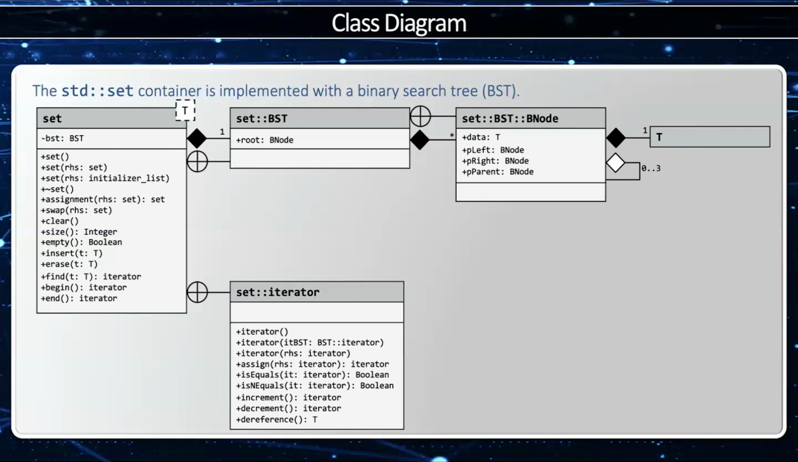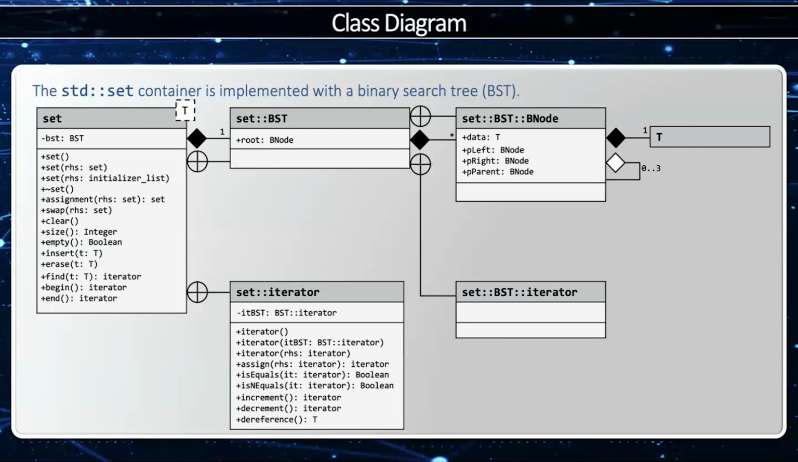This means my set iterator must have an attribute, and this attribute, it turns out, is a BST iterator. So I'm going to call it itBST to differentiate it from an itSet. Now, this BST iterator I have not yet defined, and it's going to be a nested class within the BST, not within the set. And so my set iterator is going to have an association with my BST iterator. And that association is composition because I'm going to create and destroy the iterator. And how many am I going to have? Always exactly one.